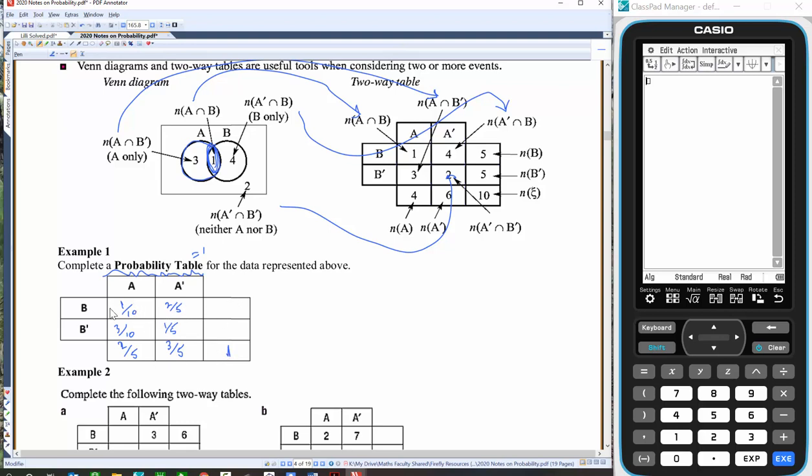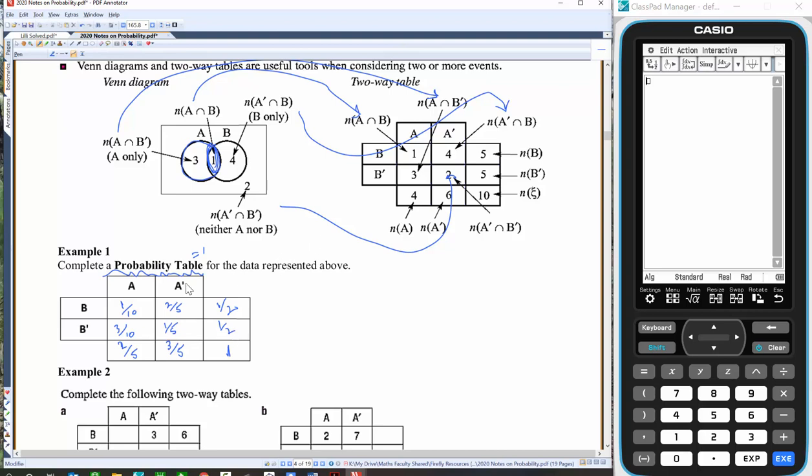Right, this one here, what we're going to do is we've got 1/10 and we're adding 4/10. That's 5/10 or a half. Here, well, I know that this has got to be a half because a half plus a half has to equal 1, but let's just confirm. 3/10 plus 2/10 is 5/10. 5/10 is a half.